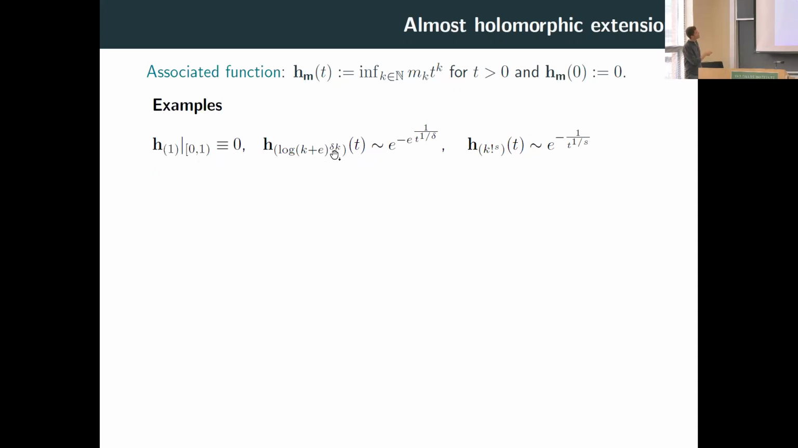This is a quasi-analytic weight. Here the h function is comparable to this double exponential function, so you see it is very flat at the origin. For the Gevrey case, it is an exponential function, also flat at the origin, as you see here.